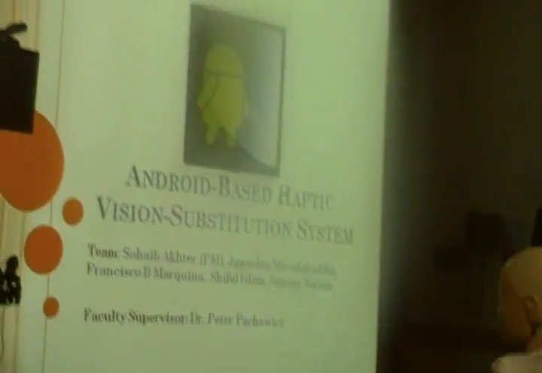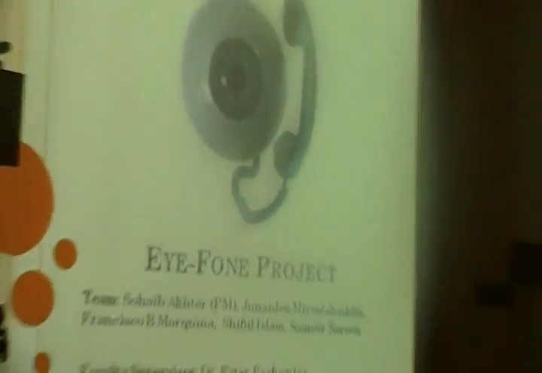My name is Sohaib Akhter. I'm the project manager. This is Junaiden, Samir, Francisco, and Shiful. And our project's title is the Android-based Haptic Vision-Substitution System. I know it's a mouthful, but it accurately describes our project. For simplification, we call it the iPhone project.